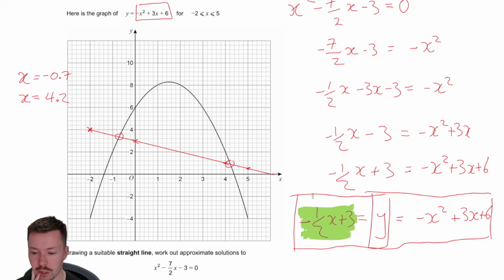Am I doing that right? I'm getting myself confused now. But that's how you do it. You substitute the values in. Minus a half times 4 is minus 2, add 3 is 1. Okay.